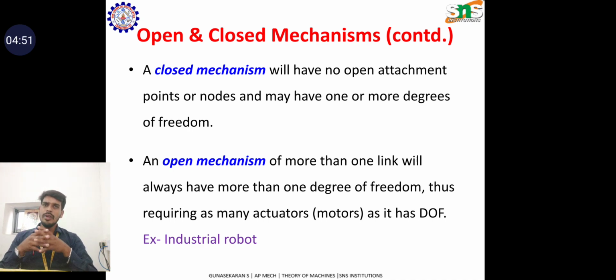Industrial robots are a prime example of open mechanisms, utilizing multiple actuators for precise and versatile motions in complex tasks. Here it is said that more than one link will always have more than one degree of freedom, thus requiring as many actuators, for example motors, as there are degrees of freedom. Example: industrial robot.